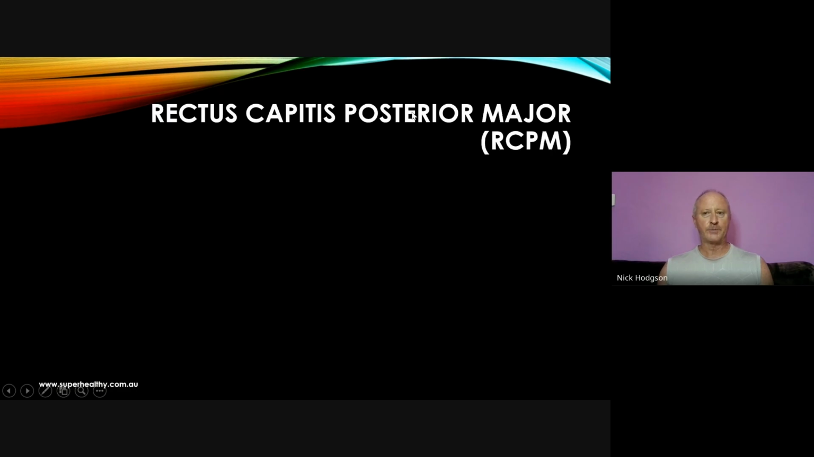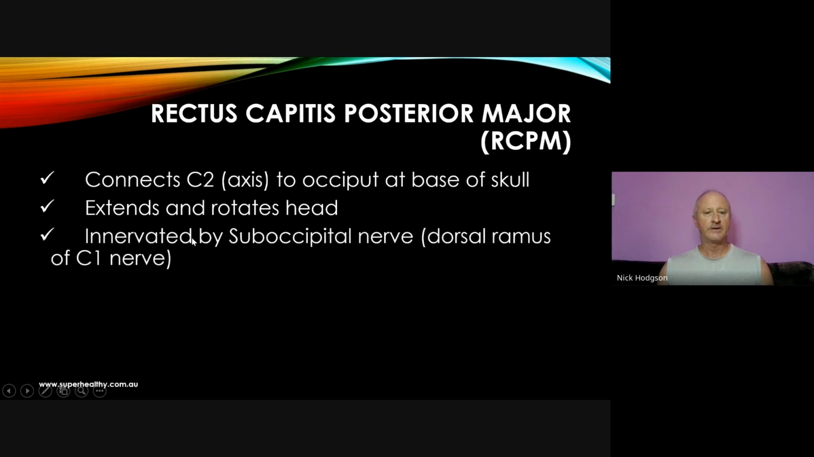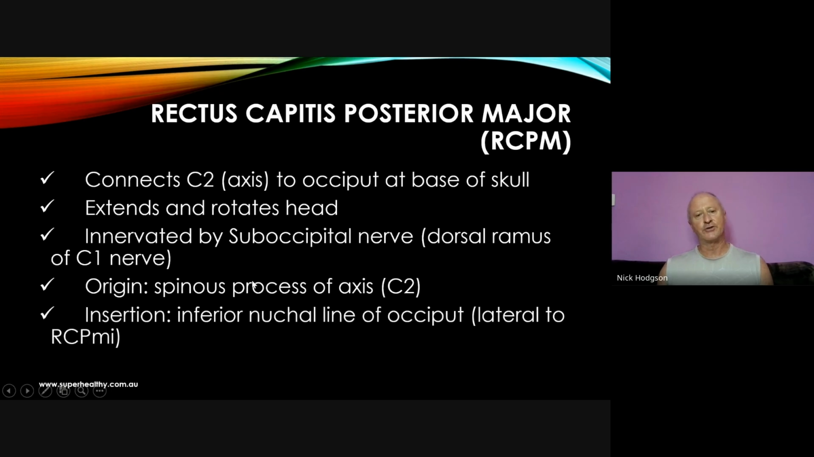Now, rectus capitis posterior major. So this connects the C2, the axis, to the occiput at the base of the skull. So it extends and rotates the head, and again, innervated by the same nerve supply. So its origin is the spinous process of the axis, C2, and its insertion is the inferior nuchal line of the occiput. So this will be lateral to the attachments of the rectus capitis posterior minor that we mentioned before.